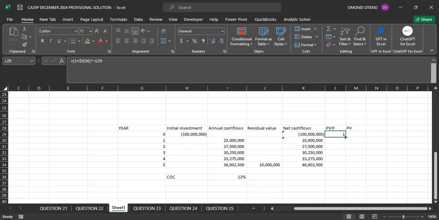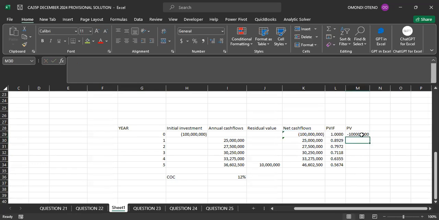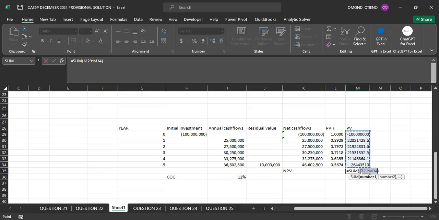So this one here, I can increase it to 2 or 4 decimal places for us to be able to understand that table. The table that we normally use to get this present value. So this is what we have. Now, how do we get present value? It is the net cash flow multiplied by the present value interest factor. If that is done, this is what we are going to have. Then, of course, our net present value is the summation now of all this.